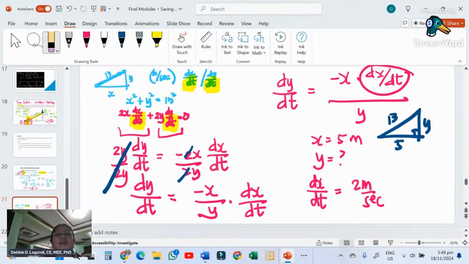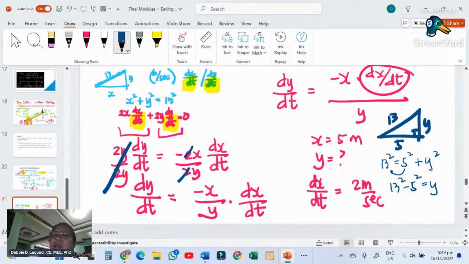I use a thinner pen. So this will be 13 squared is equal to 5 squared plus y squared. We move 5 squared to the other side, 169. 169 is 13 squared. No, I will not do that yet. So that is 13 squared minus 5 squared is equal to y squared.